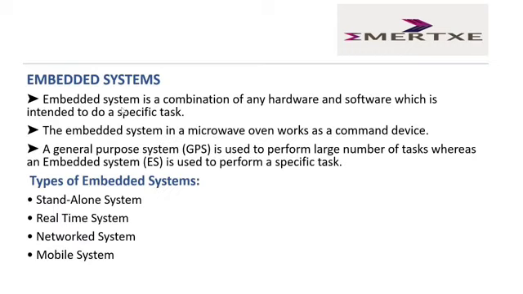Coming to the concept, an embedded system is a combination of hardware and software which is intended to do a specific task. We all know that an embedded system in a microwave oven works as a command device. A general purpose system is used to perform a large number of tasks, whereas an embedded system is used to perform a specific task. Coming to the types of embedded systems, we have four types. The first one is the standalone system, the second is the real-time system, the third is the networked system, and the fourth is the mobile system.